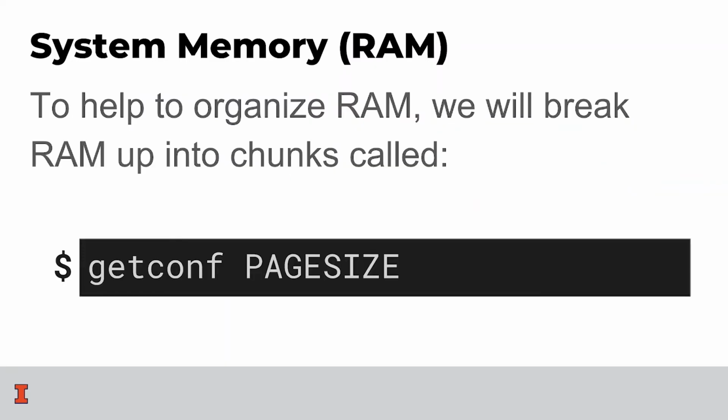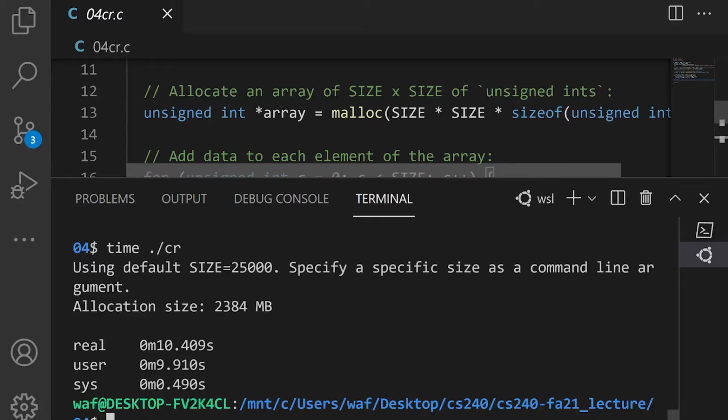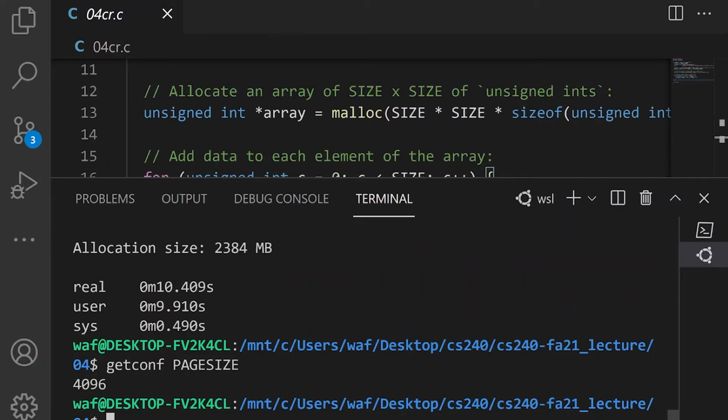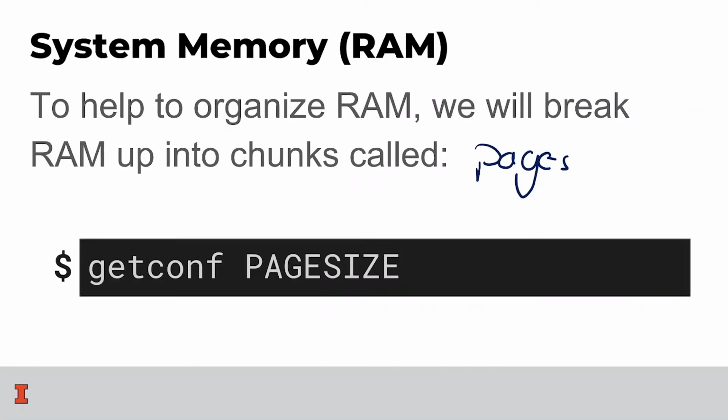I mentioned earlier, I probably should have had this slightly earlier in the slides, that we organize RAM by breaking it up into chunks called pages. We can actually find out how big a page is on Linux by running a getconf command and looking at the page size. If I do getconf PAGESIZE, I can see that on my system I have 4096, which is exactly what I expect, 4 kilobytes.